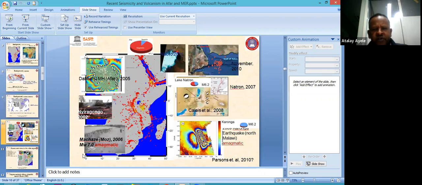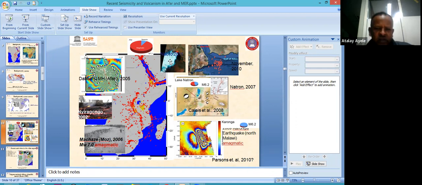Then instrumentation really improved, and thanks to broadband seismology, quite a number of permanent stations are working in Africa, and some temporary projects were also successfully conducted in the East African rift. So we managed to capture and characterize the 2005 megadike intrusion in the Afar, the Nyiragongo eruption in 2002, the Machaze earthquake in 2006, the Karonga earthquake, the Natron volcanotectonic activity in Tanzania, and the Nabro eruption in 2011 in Eritrea.